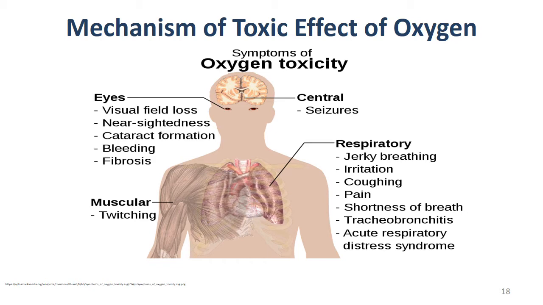Symptoms of oxygen toxicity. In the eyes are visual field loss, nearsightedness, cataract formation, bleeding, fibrosis. In the central nervous system, convulsions, cramps. In respiratory organs, these are jerky breathing, irritation, coughing, pain, shortness of breath, tracheal bronchitis, acute respiratory distress syndrome, and twitching in muscles.